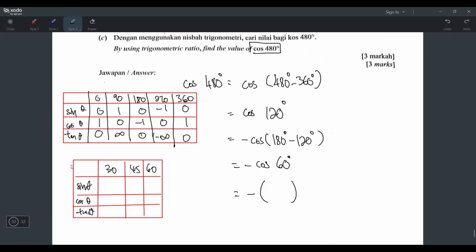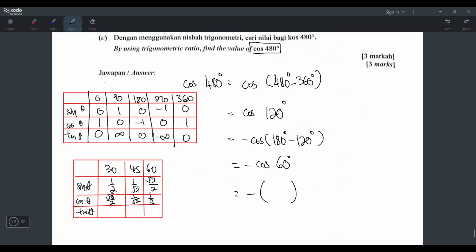Okay, sine 30 will be the same as cos 60, which is 1 over 2. Yeah, I already memorized it, so I can just write it. Sine 60 will be the same as cos 30, which is root 3 over 2. And then sine 45 will be the same as cos 45, which is 1 over root 2. Of course you can use your calculator also, because if you press sine 60, it will give you this also. But you need to make sure you do this part of the working also, because if you want to get full marks you need to do this part.